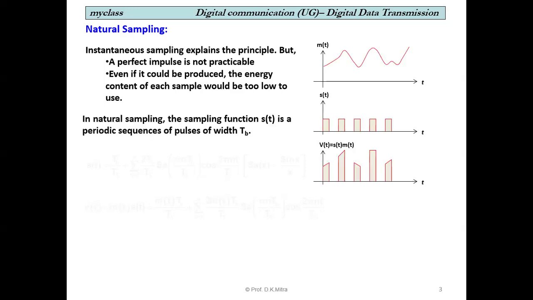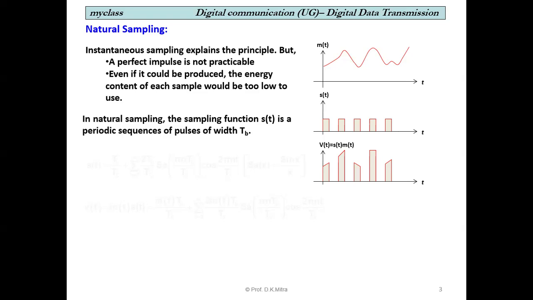So what do we go do? We go for natural sampling. This is natural sampling where the sampling pulses are pulses of definite width, right? And this width, say, is TB. That means bit width is TB, which is again narrow, but it is a practical width.